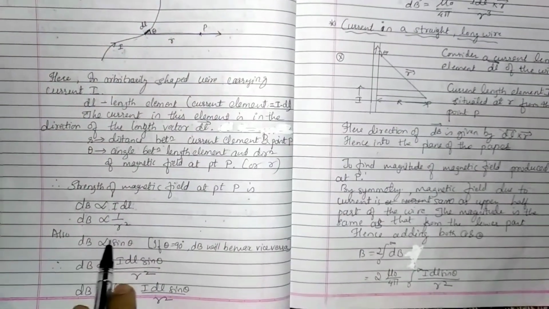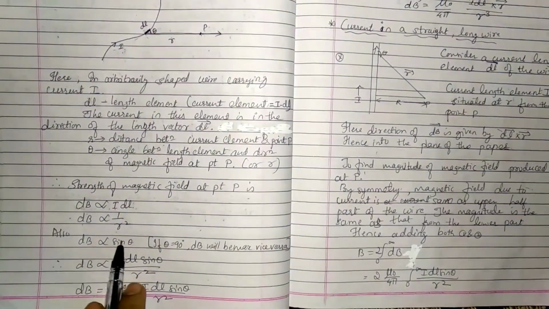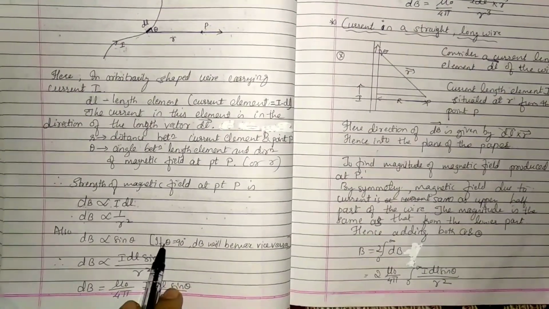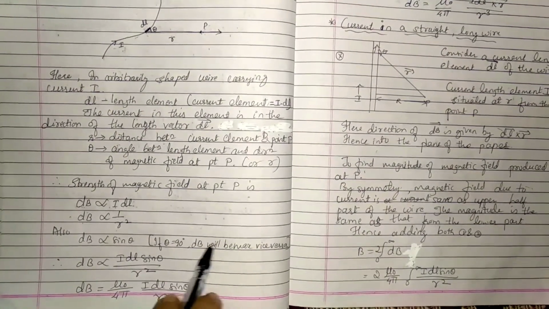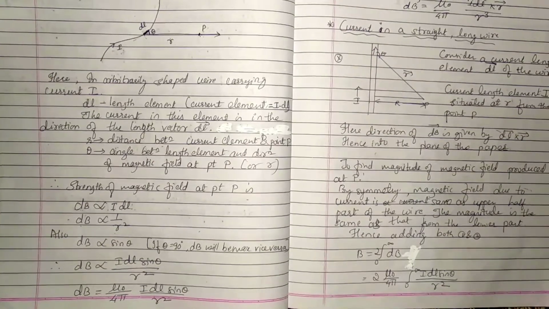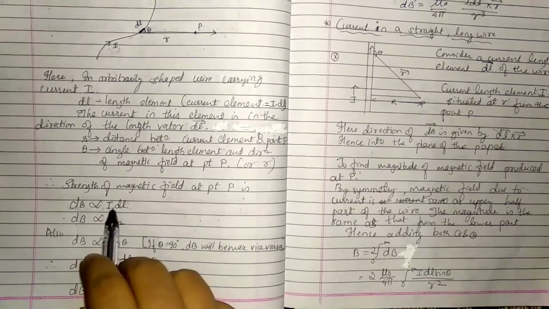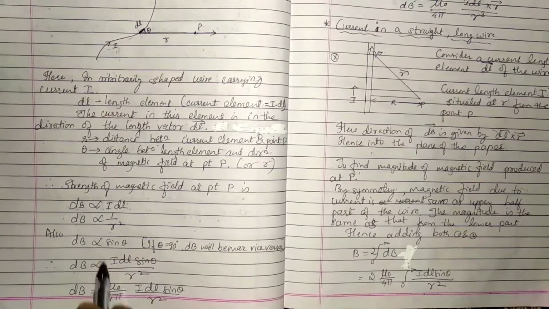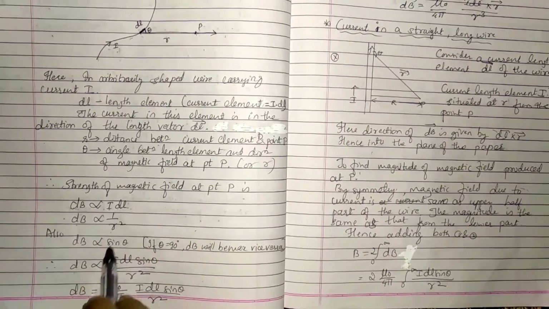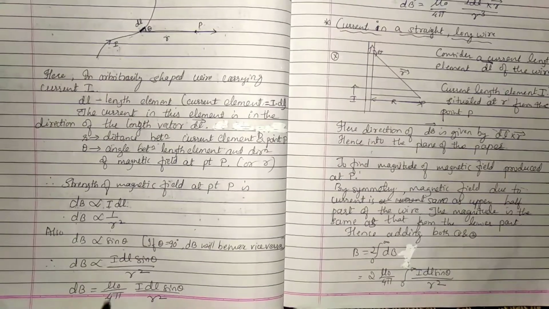So, here it is considered that dB is directly proportional to sin theta. Here I have written, if theta is 90, then dB will be maximum, or vice versa. If it is less, then it will be minimum. If you combine all these things, dB is directly proportional to IDL sin theta divided by R square.